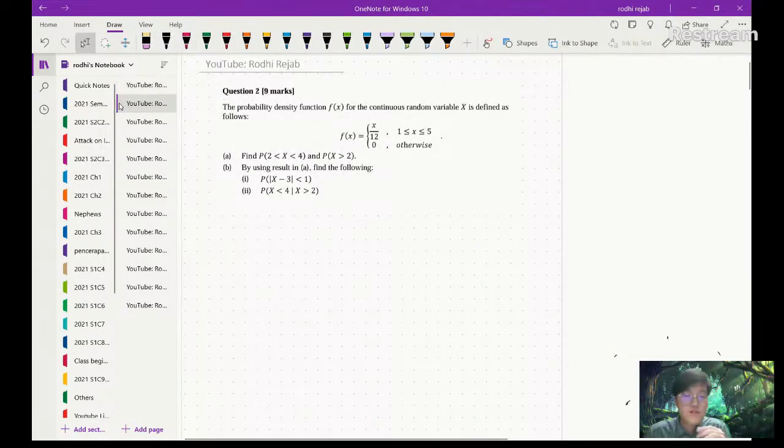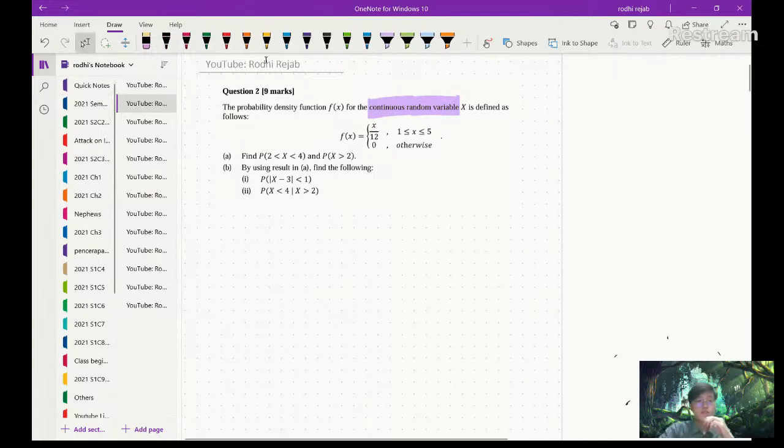Okay. So let's continue with the next question. Question 2. The probability density function f(x) for the continuous random variable X is defined as follows. f(x) equals x over 12, for 1 less than or equal to x, and x less than or equal to 5. In this question, it mentions this is a continuous random variable.